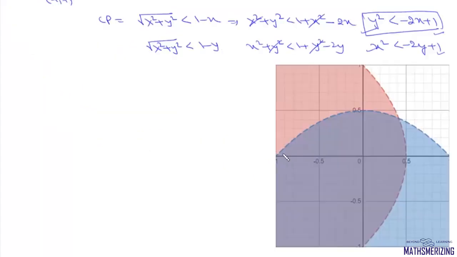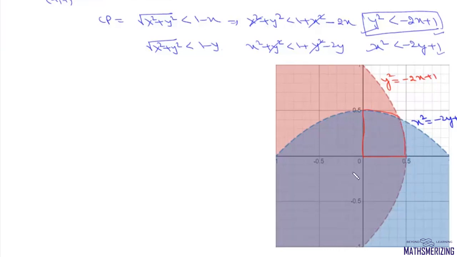So basically, if we'll draw these two parabolas, then this parabola in the blue is x square equals minus 2y plus 1, and this parabola in the red is y square equals minus 2x plus 1. Now in the first quadrant, we need to find the area of this region which is common to both the parabolas.